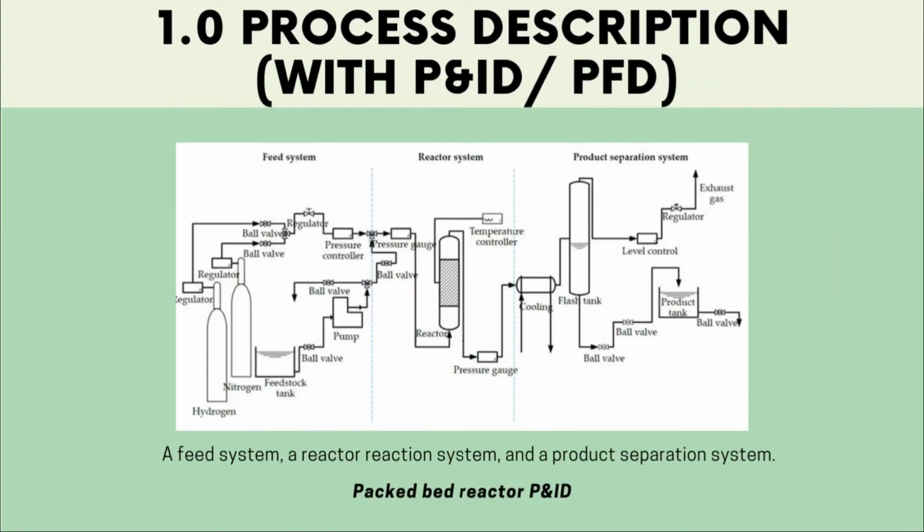Assalamualaikum. Today I, Nik Muhammad Faiz bin Dahlan, will talk about process description with PNID for packed bed reactor. A high packed bed reactor was used for operating hydrocracking reaction. The packed bed reactor was separated into three parts. It consists of three main systems: a feed system, a reactor system, and a product separation system.